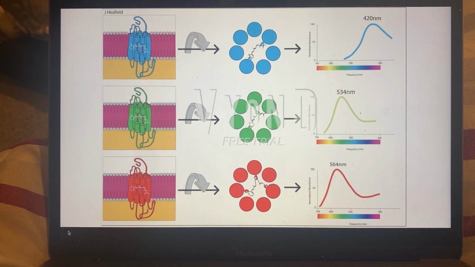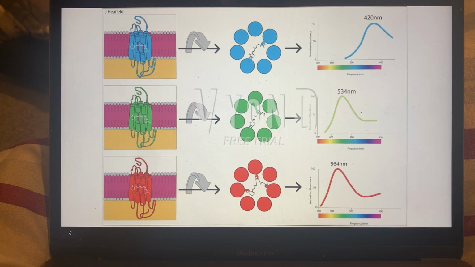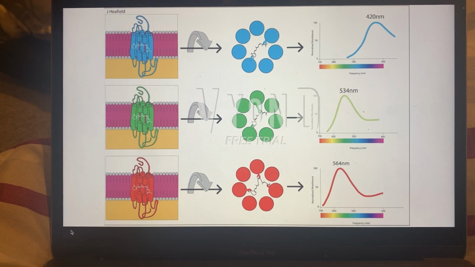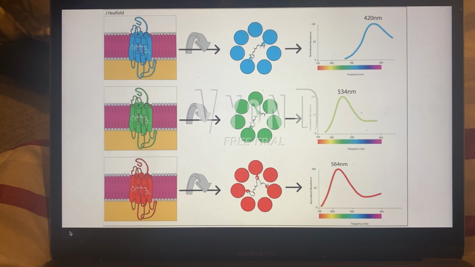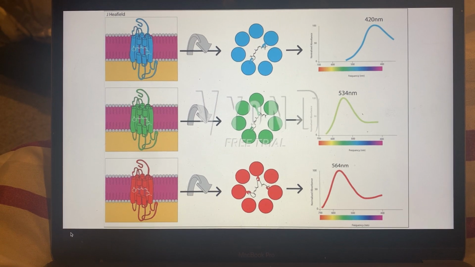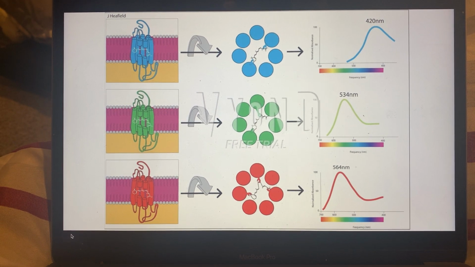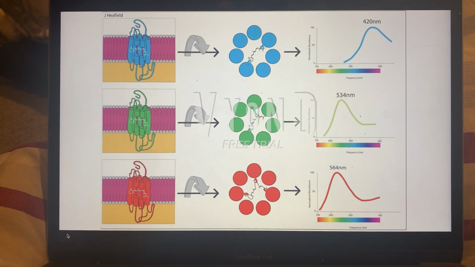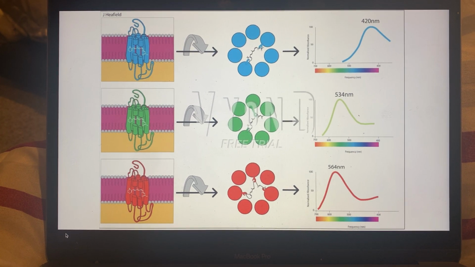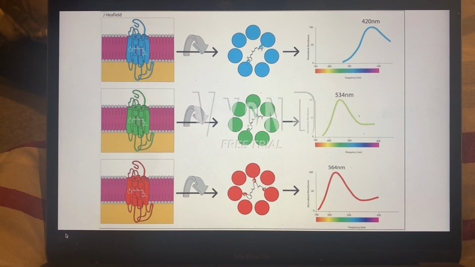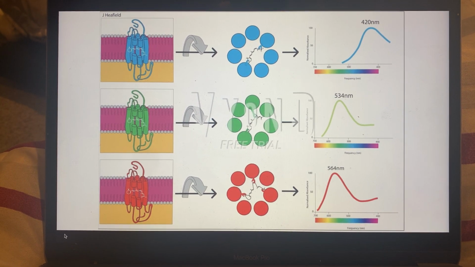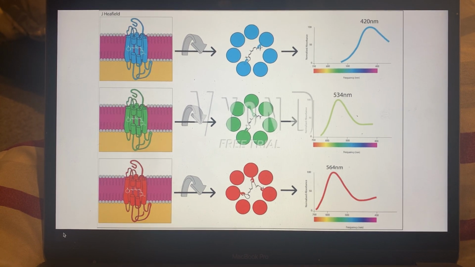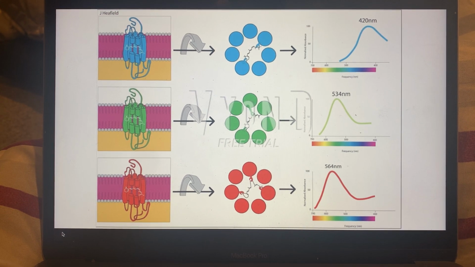What we see is the S cones are the blue cones, the M cones the green cones, and the L cones the red cones. They have different opsins and they interact with different wavelengths of light. The lower wavelengths of light, the S cones, will interact with blue light, and this will cause a transformational change, as I said in previous videos, with their cis retinal to form an all trans retinal. Depending on the wavelength of light, this will interact with different opsins.